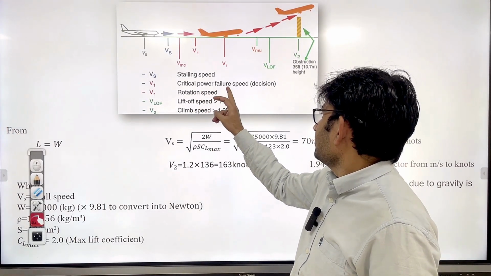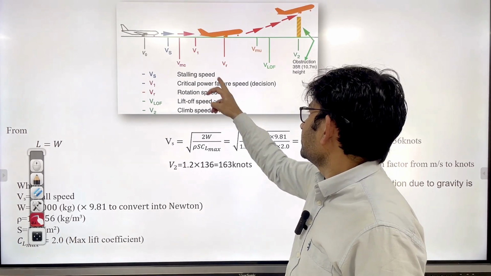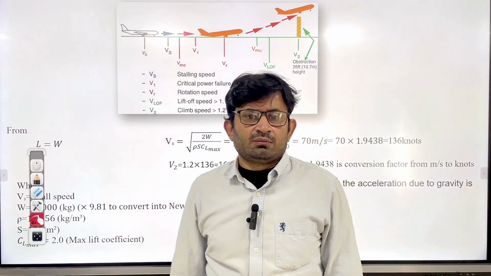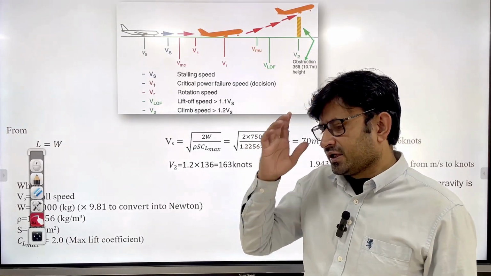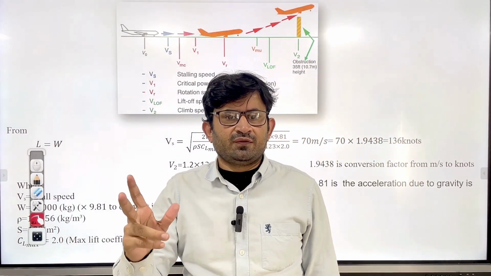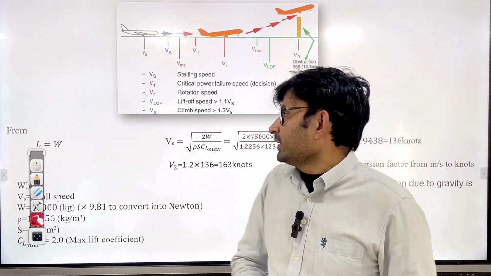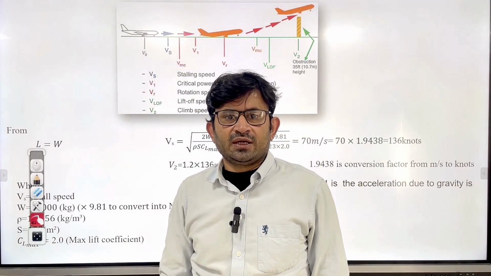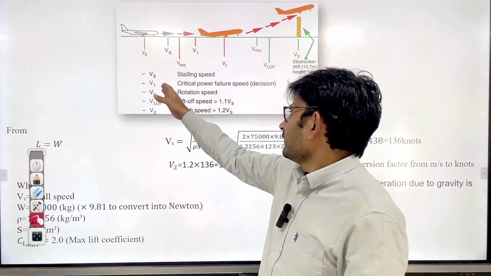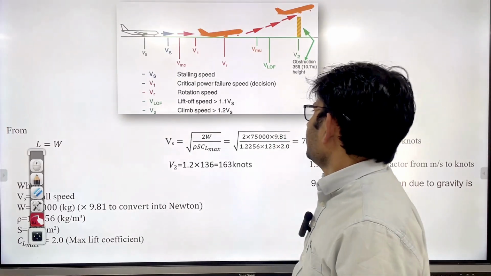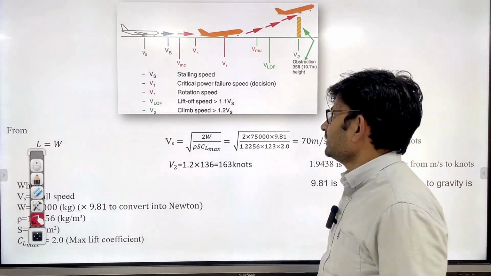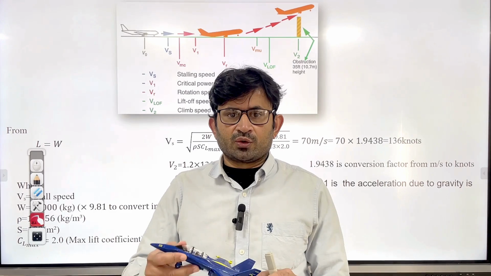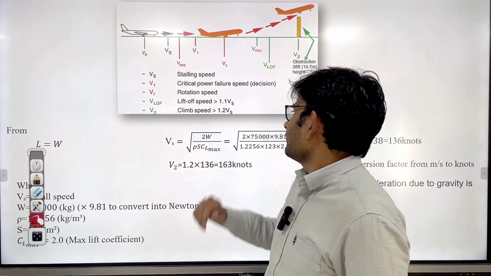V1 is a critical power failure speed, or decision speed. If you cross V1 and one engine fails, or there is any kind of engine problem, you have to take off and then land again. Below the V1 speed you can take a decision and stop the airplane, but when you cross V1 you cannot do that. VR is the rotation speed. When you reach this speed you will put the elevator up so that you can rotate and achieve the lift off speed.